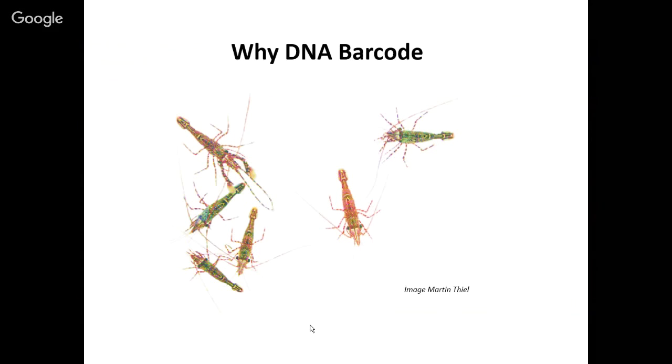Here's another example. So here you've got different colorations. So you may think maybe it's a different species, but they're actually all the same. So this is in part why we want to DNA barcode some of these organisms, because they're very hard to determine what they are.